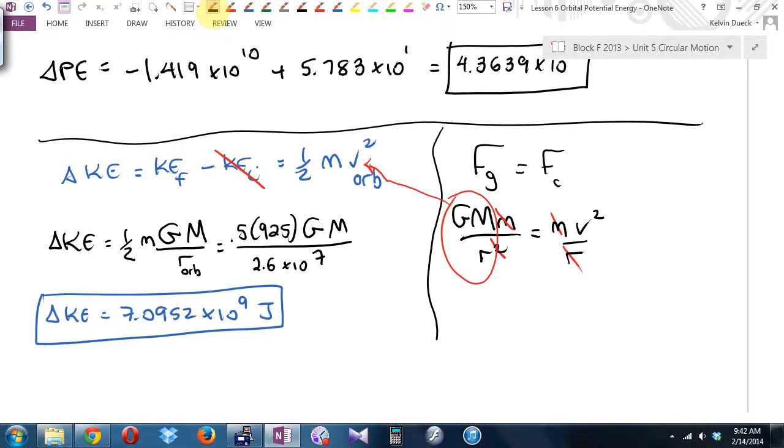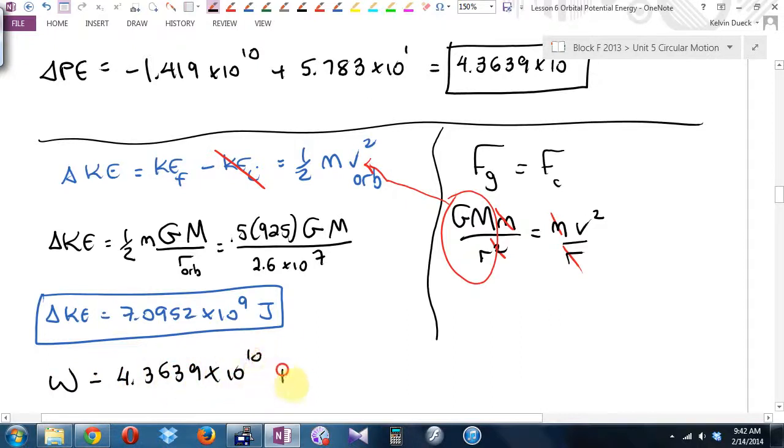What did we start out wanting to find in this question? And we said, oh, it's the change in potential. That's in the black box. The change in kinetic, that's in the blue. Oh, now I can just add them together. It's going to be 4.3639 times 10 to the 10th plus 7.0952 times 10 to the 9th.